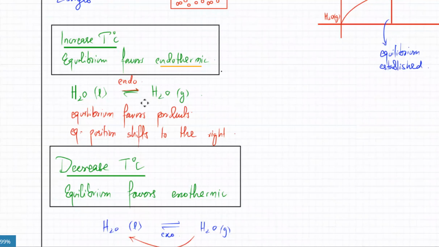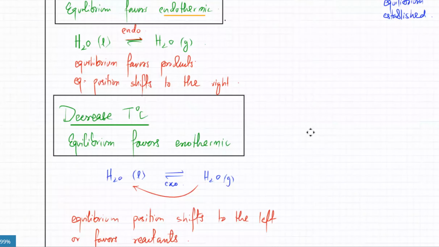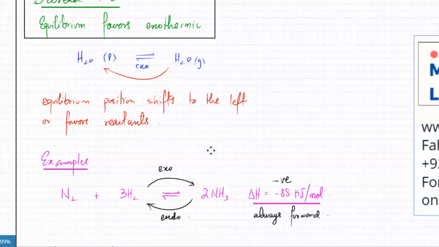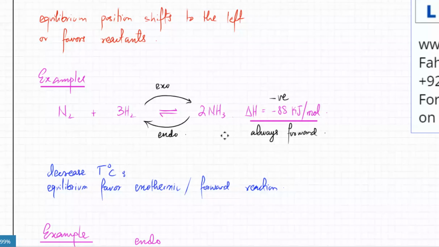तो ये दूसरा rule था, 2 rules. Increased temperature favors endothermic, decreased temperature favors exothermic. So the equilibrium position shifts to the left or favors reactants. How do you know? तो इसके अंदर तो clear था कि which one was exo, which one was endo. So how do you know if you have an actual reaction? How do you know which one is exo and which one is endo?